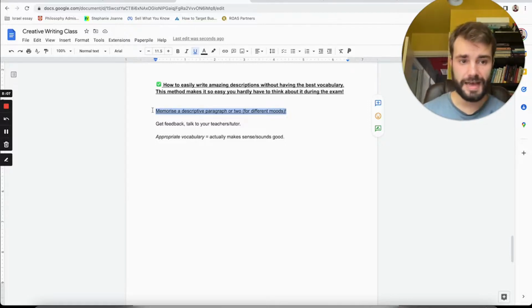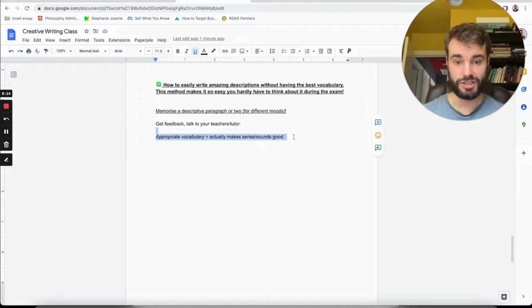Now, it is important to understand, though, that the examiners are told to look for appropriate vocabulary that actually makes sense and sounds good. Just using long words doesn't automatically get you better marks if you've used those words in a way that is weird or has the wrong tone or the wrong effect. So make sure that you get feedback on whether you're using the vocabulary in an appropriate way.